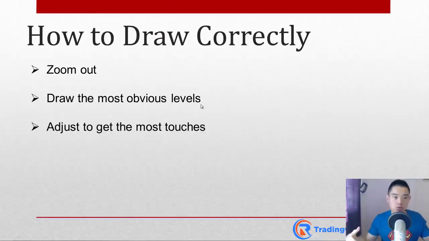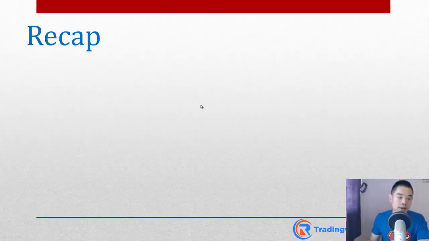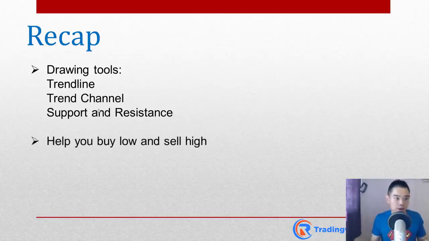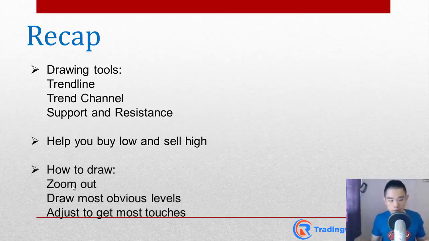Now that you know how to draw your levels correctly, let's do a quick recap. Number 1, drawing tools. You can draw things like trend line, trend channel, support and resistance. Those are drawing tools that you can use on your charts. They help you identify what is low and what is high, so you can buy low and sell high in the markets. How to draw? Just zoom out your charts, draw the most obvious levels, and adjust to get the most number of touches. The concept is the same whether you're drawing support, resistance, trend line, or trend channel.